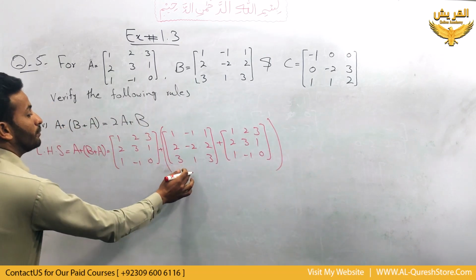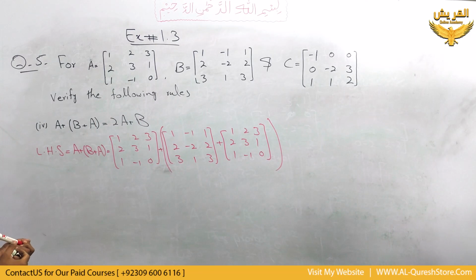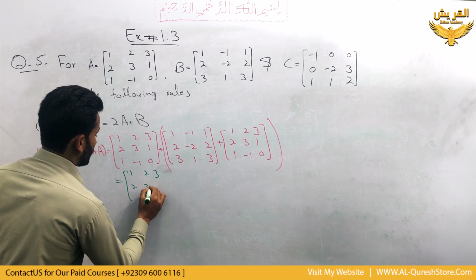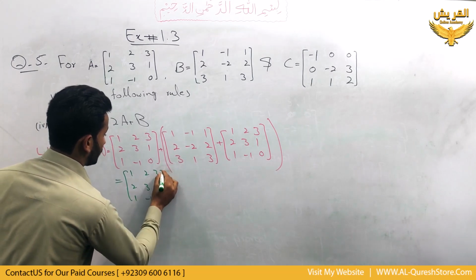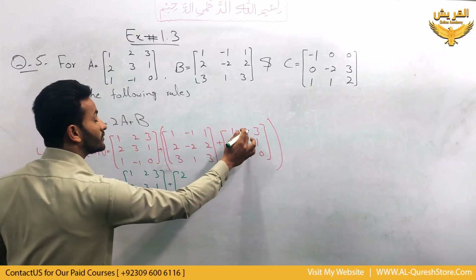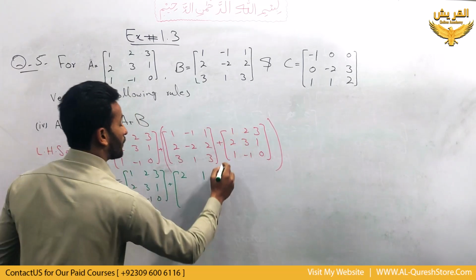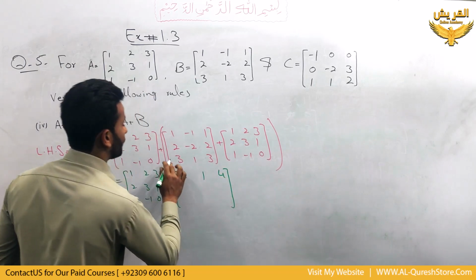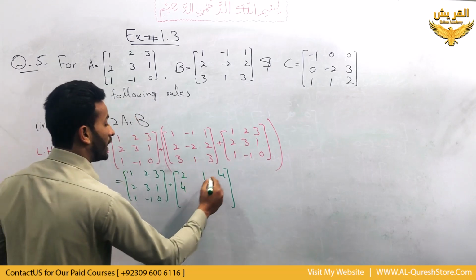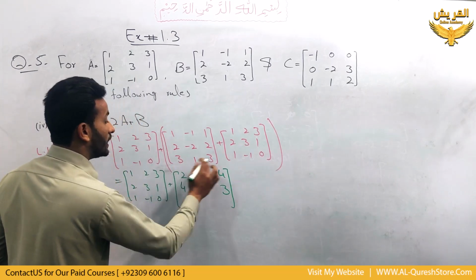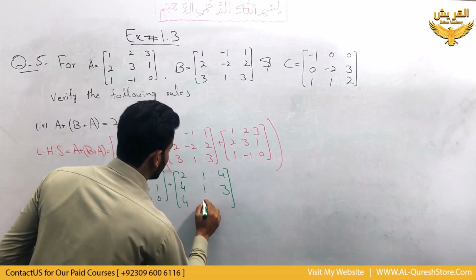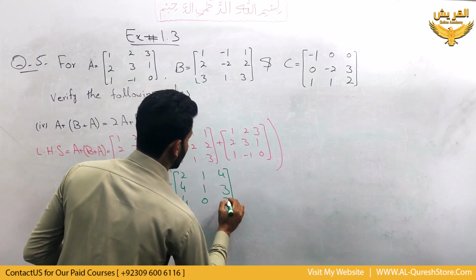First we have to solve B plus A. We use the first matrix the same, 1, 2, 3, 2, 3, 1 and 1, minus 1, 0. By solving them, 1 plus 1 is equal to 2, minus 1 plus 2 is equal to 1, 1 plus 3 is equal to 4. 2 plus 2, 4, minus 2 plus 3 is equal to 1 and 2 plus 1 is equal to 3. Next, third row, 3 plus 1, 4, 1 plus minus 1, 0 and 3 plus 0 remains 3.